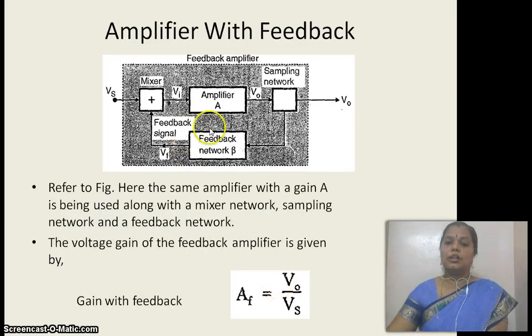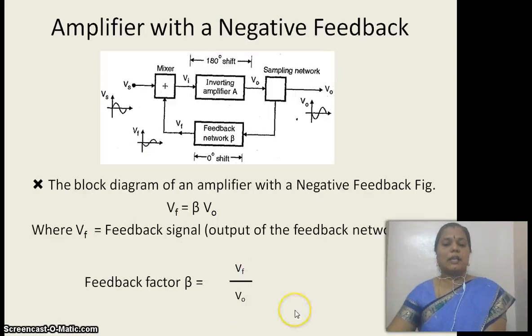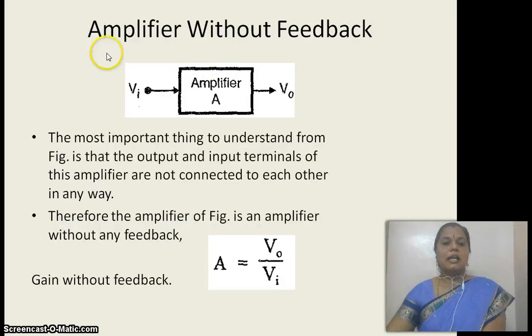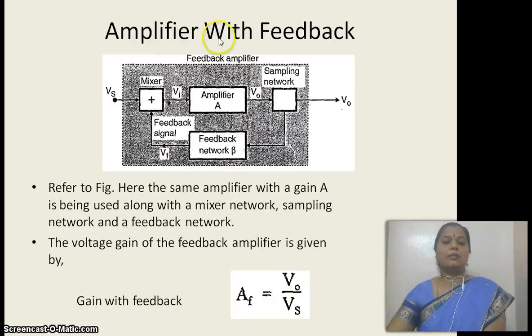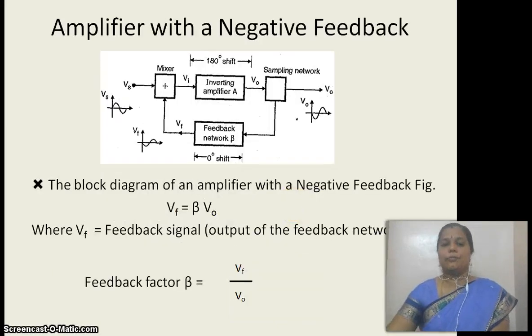Now, if we introduce the feedback network beneath your active device, then the voltage gain becomes V0 by Vs. Whereas in the previous case, without feedback, it is V0 by Vi, that is input voltage. If it is with feedback, then AF is nothing but V0 by Vs. I hope you can understand the difference between with and without feedback. Good. Now, let us focus our attention on negative feedback.